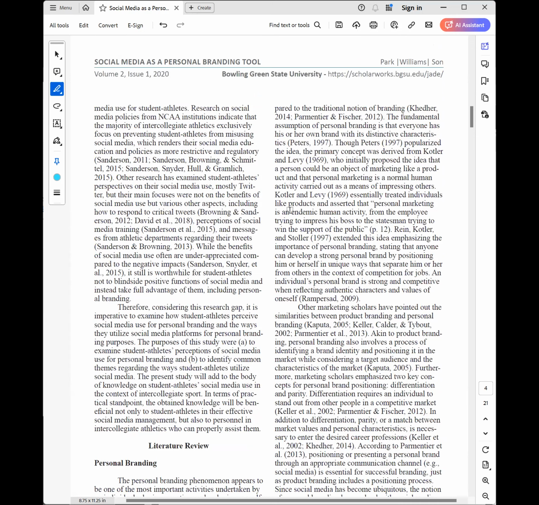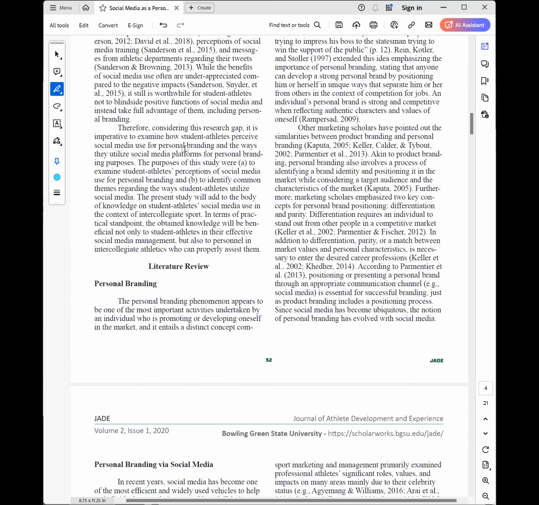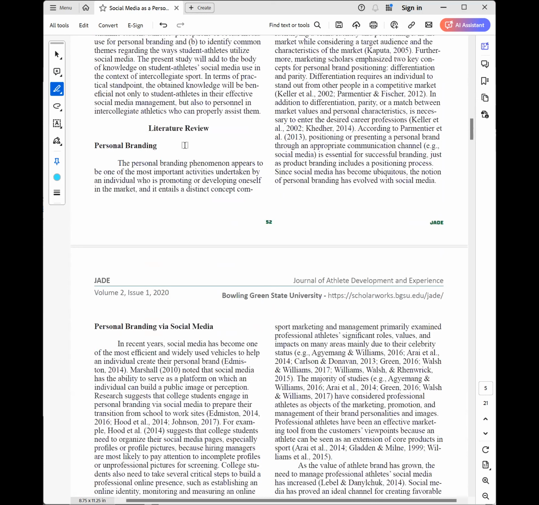What is the impact of this phenomenon? Then an intro to a journal article is going to be very, very helpful. You're also going to run into, very often, a literature review.